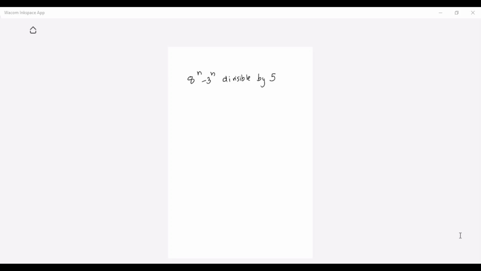Yes, ma'am, I want to say another way. Ma'am, after substituting n equal to k plus 1, we will get 8 raised to k plus 1 minus 3 raised to k plus 1. So we'll write the first term as 8 into 8 raised to k minus 3 into 3 raised to k.